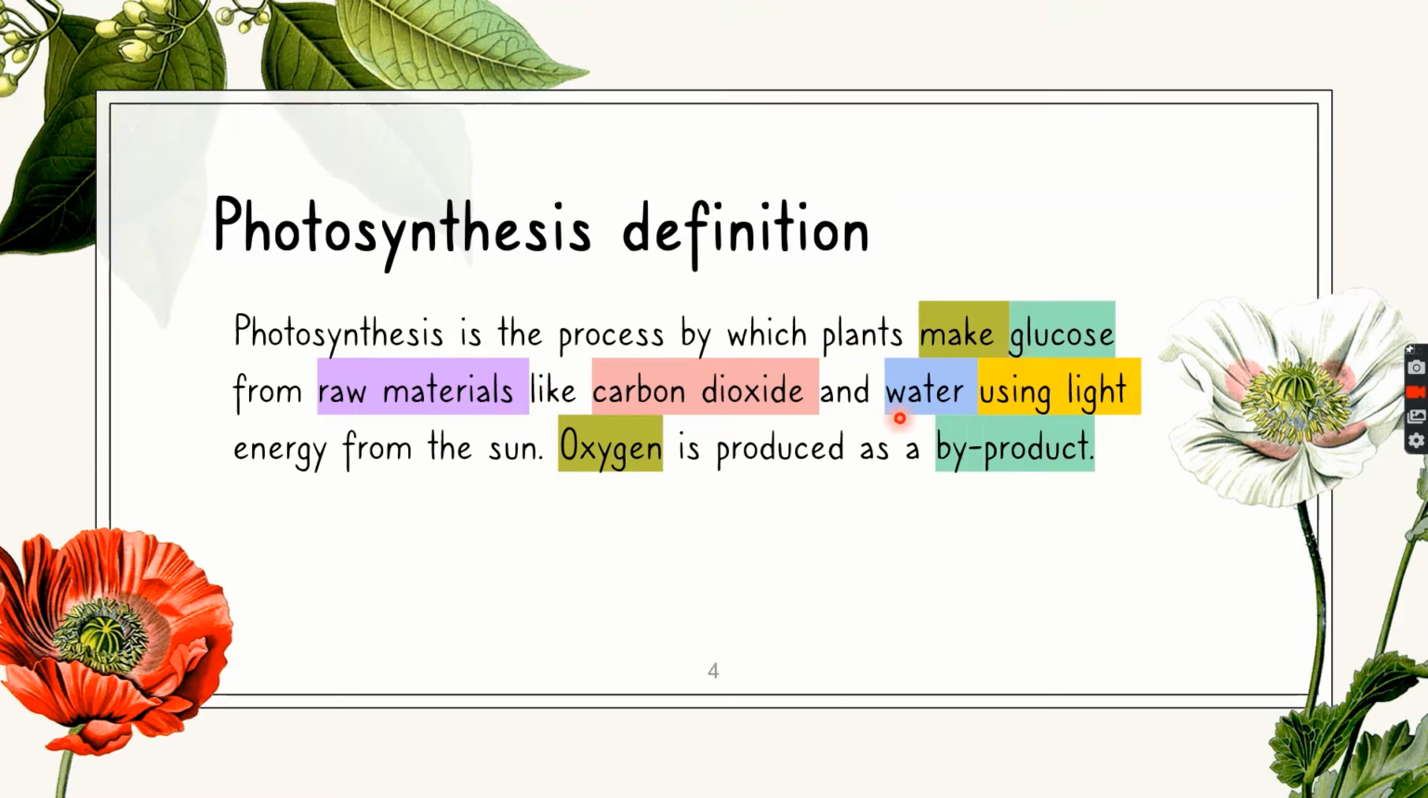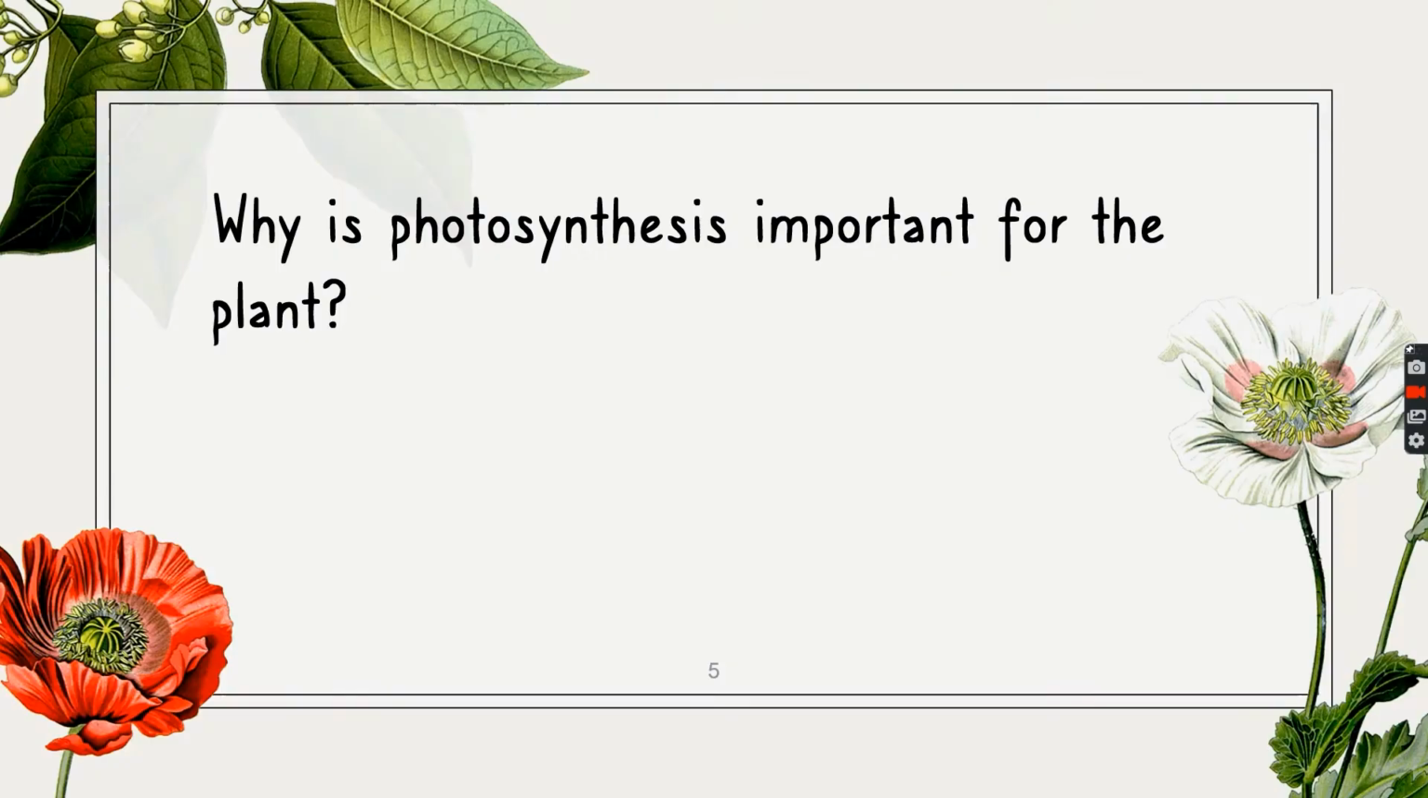The conditions here is that the plants need light energy from the sun, and to help them gain that light energy, the plants actually have chloroplast, and chloroplast contains chlorophyll, which is the pigment that absorbs the sun energy.